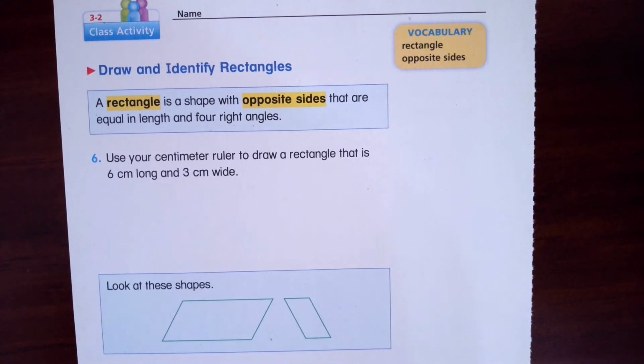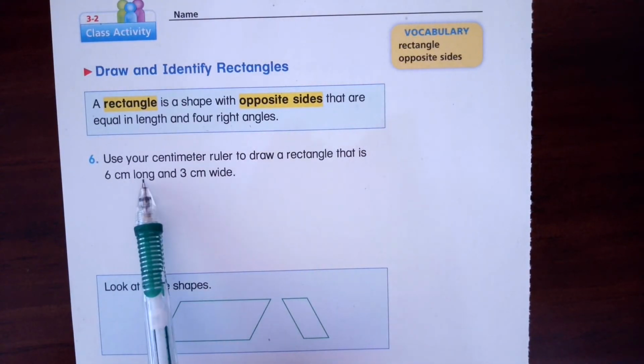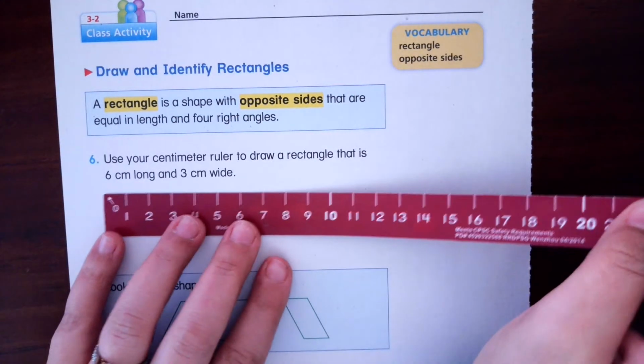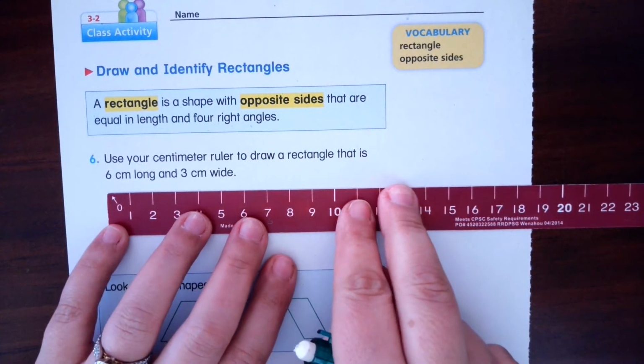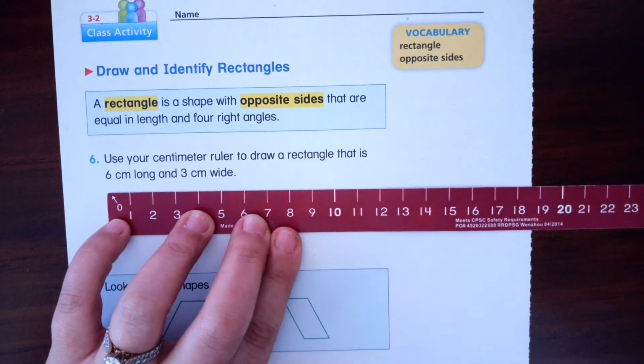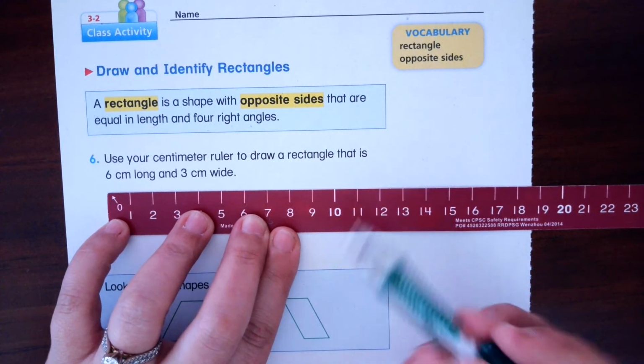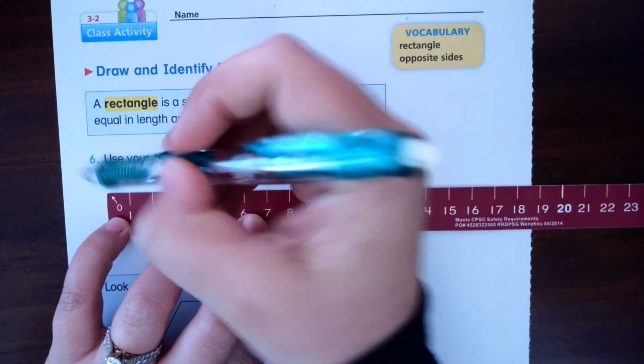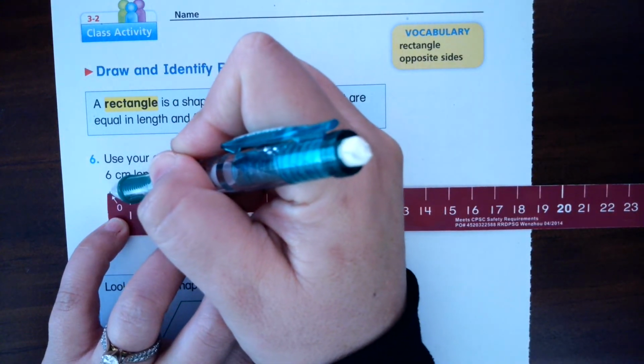And the first thing we're going to do is draw a rectangle. We need it to be 6 centimeters long, so side to side, and 3 centimeters wide, which is up and down. So I want you to grab your rulers. Remember, you're going to start by drawing that top line. Remember, we hold our ruler with our non-writing hand. We always start at 0, and we're going to go from 0 to 6 and then stop.